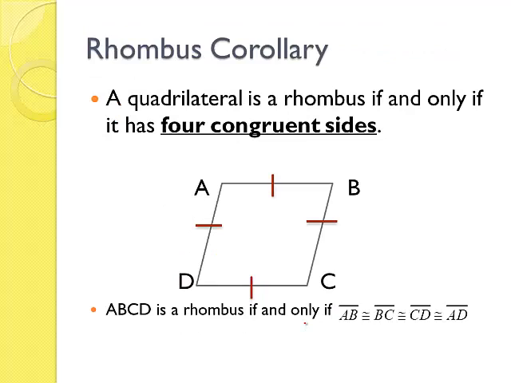Okay, so the first thing is a rhombus. A rhombus is a quadrilateral that has 4 congruent sides. And we will say that ABCD is a rhombus if and only if all 4 sides are congruent. So AB is congruent to BC, which is congruent to CD, which is congruent to AD.